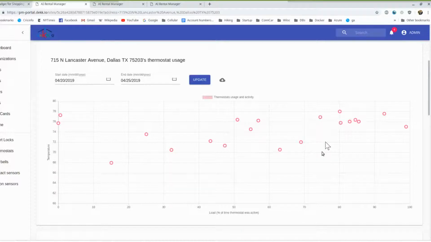So a high percentage of load means it's not that efficient. That means it's running all the time. So the ones that are 100% are running 100% of the time, and it's maintaining 76 degrees. For example, the first one, zero load, 76. That means they don't even run the AC unit, and you still achieve an average of 76 degrees. Correct. Exactly. 76 degrees.